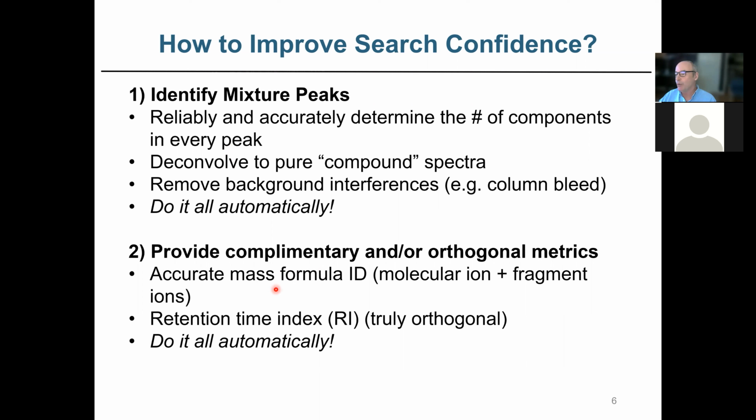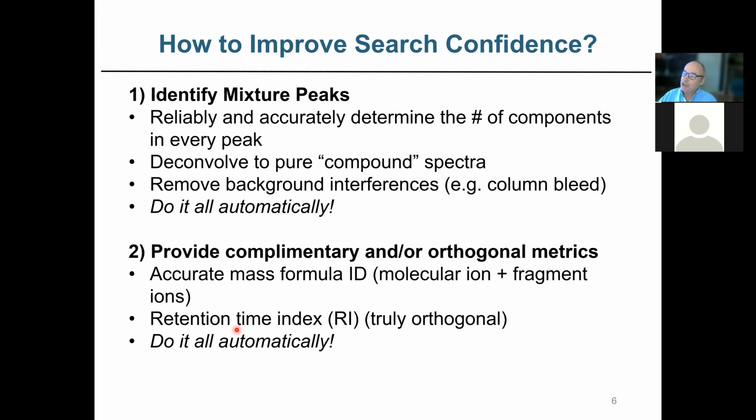Now, how about the additional metrics? Well, one metric we could use is the accurate mass formula identification, as you would do in a high resolution instrument, to identify the molecular ion. If it exists, it doesn't always exist in all EI spectra, but it does in a good percentage of them. We can also look at the fragments, and that information can give us a clue as to whether the match or mismatch makes sense. It also provides an additional benefit. If it's truly an unknown that's not in the library, it at least gives us some clue as to what the formula and the actual structure might look like.